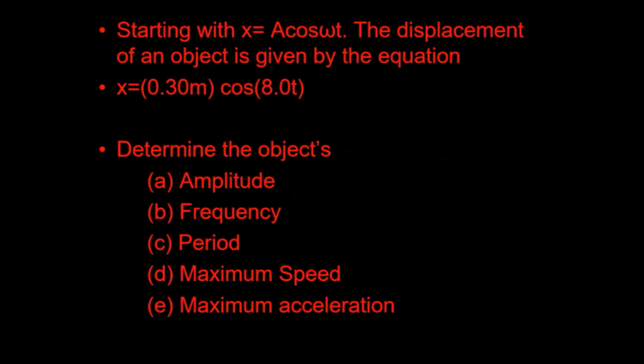So yet another example of an oscillating system. We have a system starting with x equals A cos omega t, which is the standard equation for the displacement of a particle in an oscillator. We're going to have x equals 0.3 meters, so A is 0.3 meters, and the cosine of omega t, so we have the angular frequency of our system. We want to determine the object's amplitude, frequency, period, maximum speed, and maximum acceleration, all from this one equation.